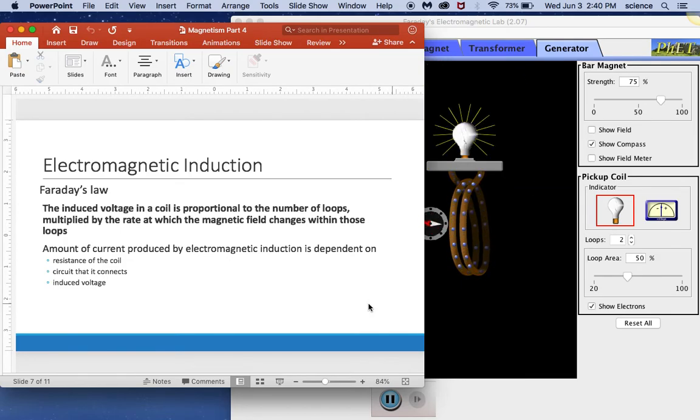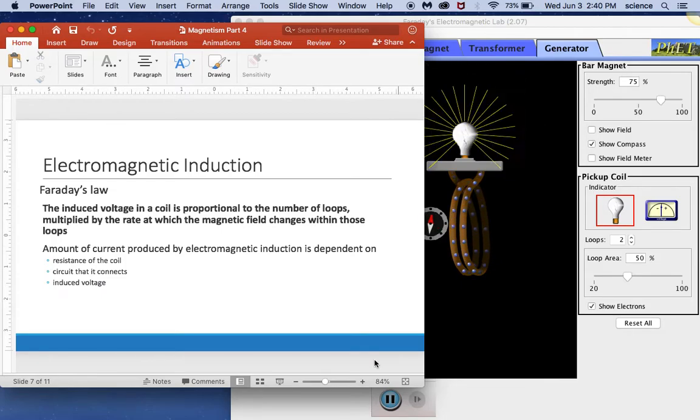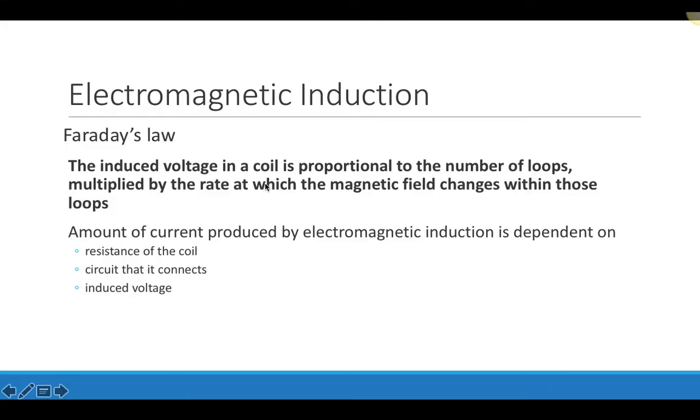So Faraday's law of electromagnetic induction states that the amount of voltage you get in a pickup coil is proportional to the number of loops that you have in the coil, and it also depends on the rate at which the magnetic field is changing in time. The amount of current that's produced in the electromagnetic induction, so how much current you get through the light bulb, depends on the resistance of the coil. It also has to have a complete circuit, and it's going to depend on how much voltage is induced.